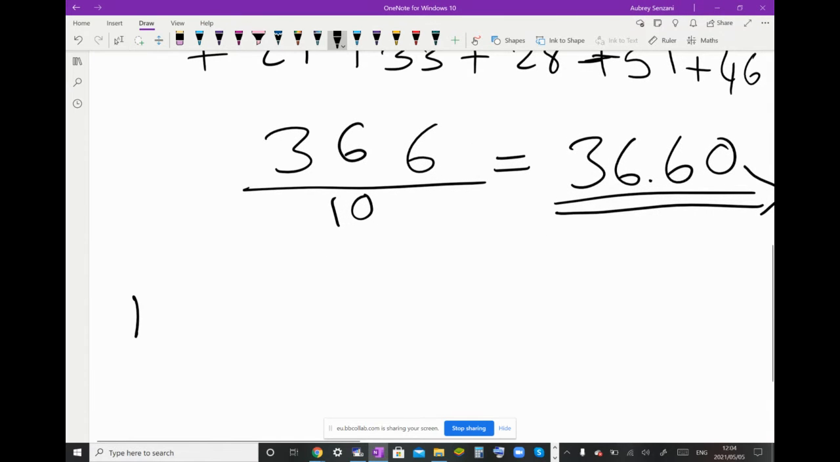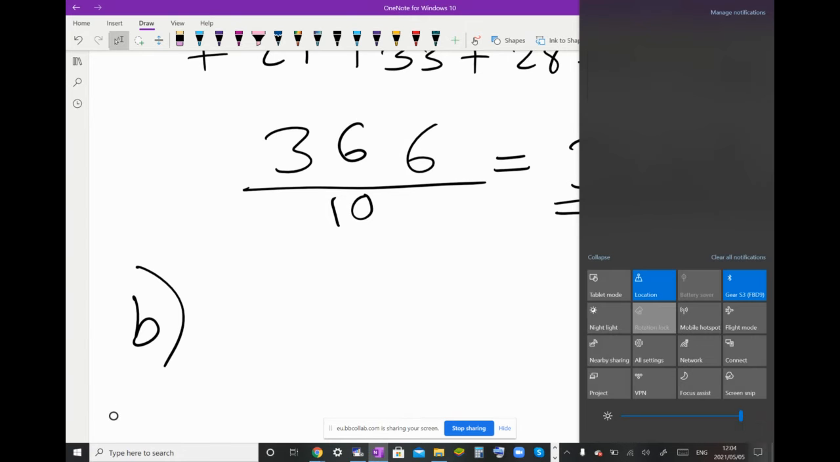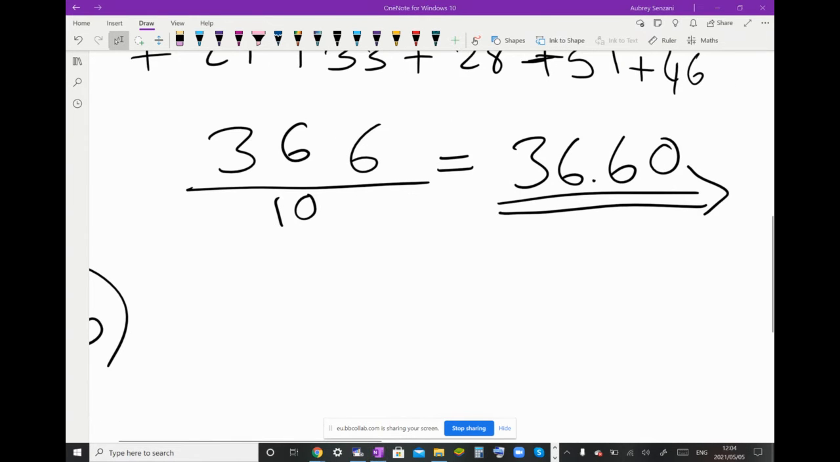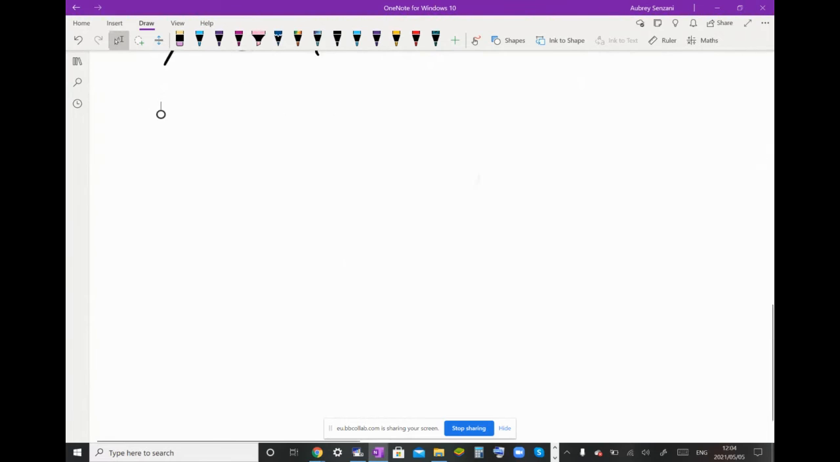Okay, then we move on to the next one, B. They want us to calculate the mode. What do we know the mode to be? The most occurring, period. Okay, and which one there is the most occurring? Which one do we see most frequently? 34. Okay, so here's our answer there. Not rocket science, not bad at all. Okay, then we can move on to the next one.